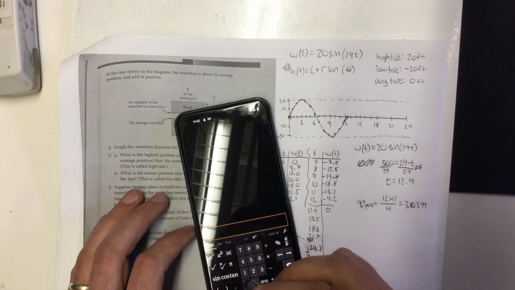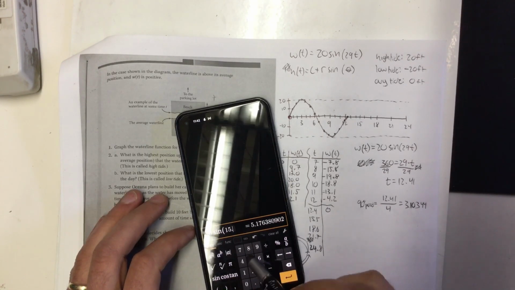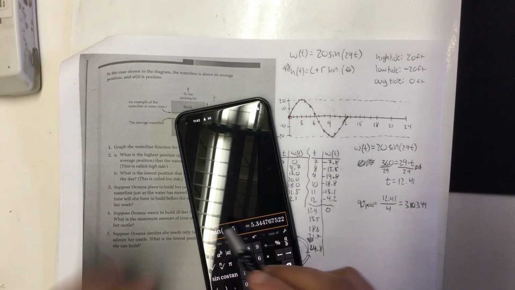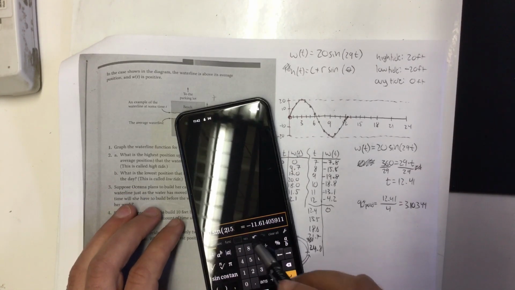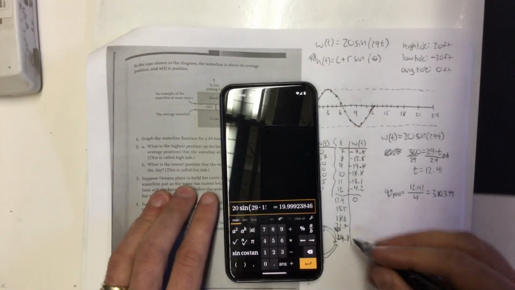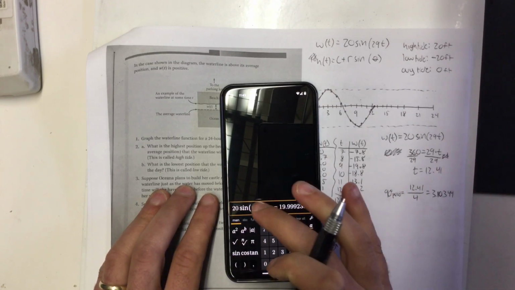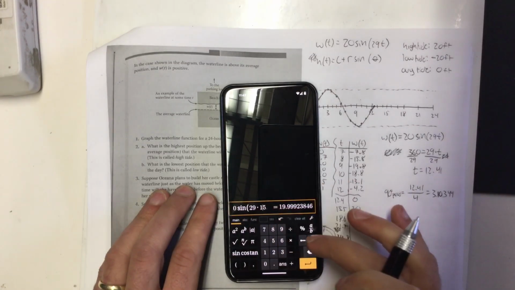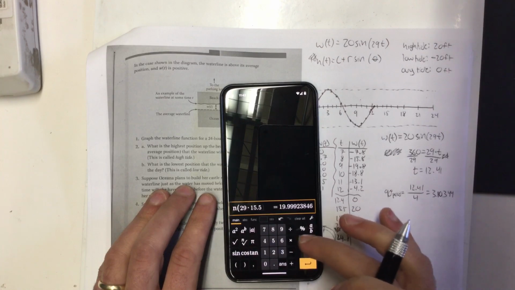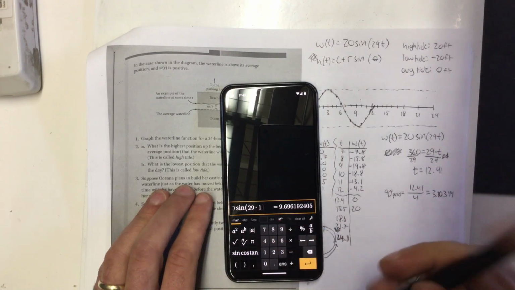Clear all. 20 times the sine of 15.5. Oh, of 29 times 15.5. There we go, 19.999, which rounds up to 20. Then if we do 18.6.